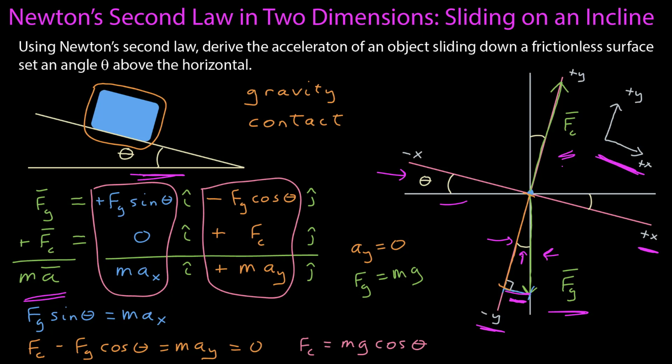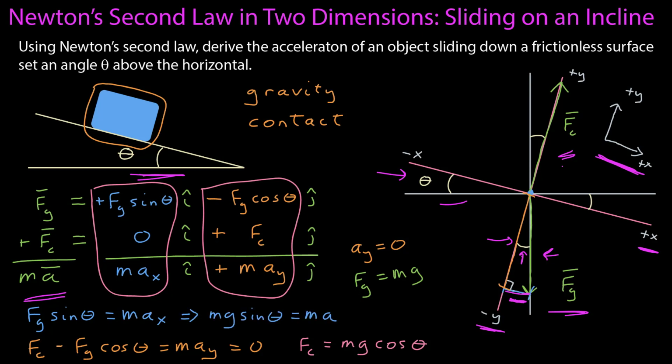Putting in 0 for the acceleration along the y-axis, I find that the magnitude of the contact force is equal to mg cosine theta. I wasn't asked to solve that, but in some problems I might need to know that information. Does that make sense? It does. The contact force is equal to the y component of the force due to gravity. And because those magnitudes are equal is why there's no acceleration in the y dimension.